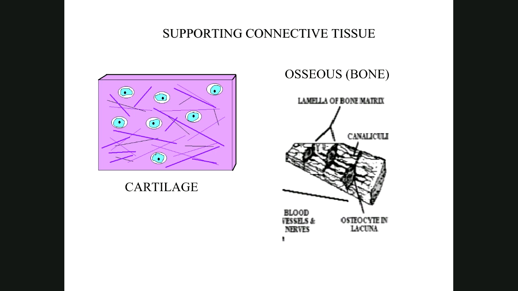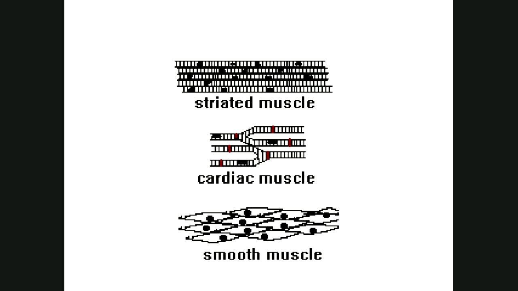And it basically is limestone. It's calcium carbonate and calcium phosphate salts. Literally hard as a rock. And so that's osseous tissue, or bone, also a connective tissue.